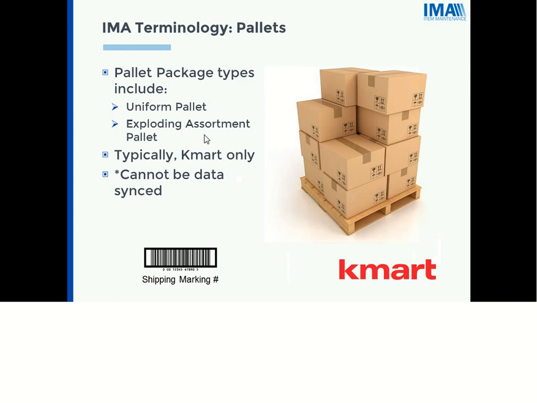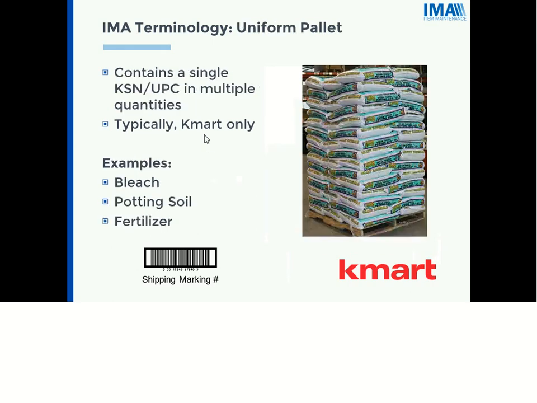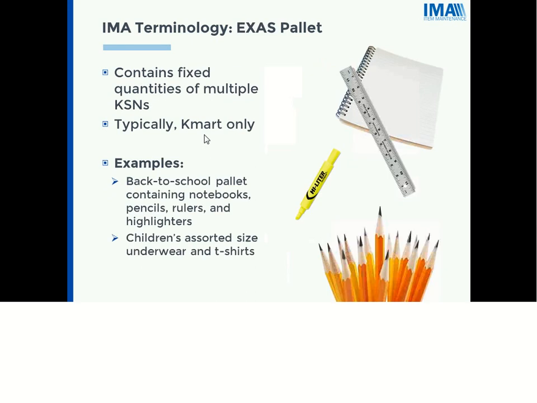Like the mixed and assorted cartons, pallets cannot be data synced over, and they do have to be built manually. So a uniform pallet is very similar to a uniform carton. It's just multiples of the same each. An example for this would be bleach or potting soil.